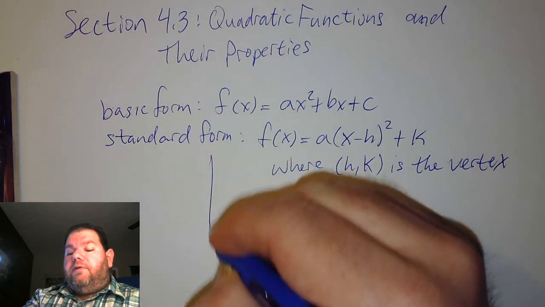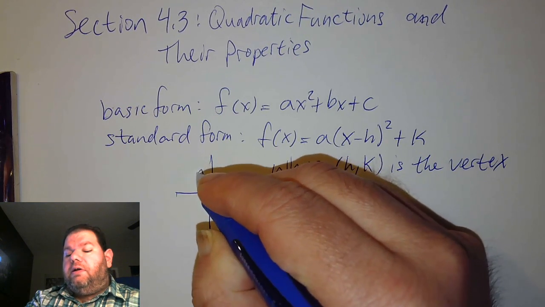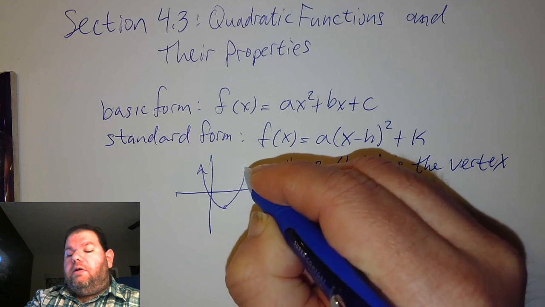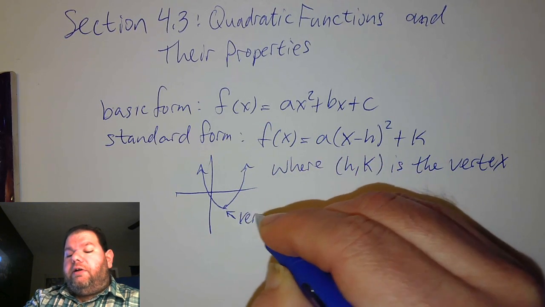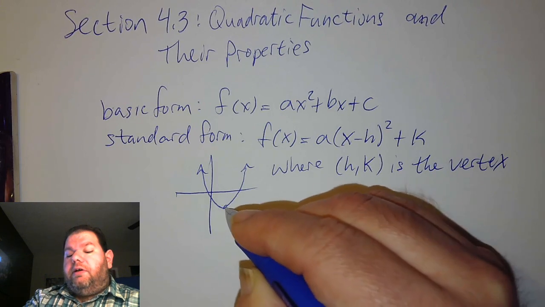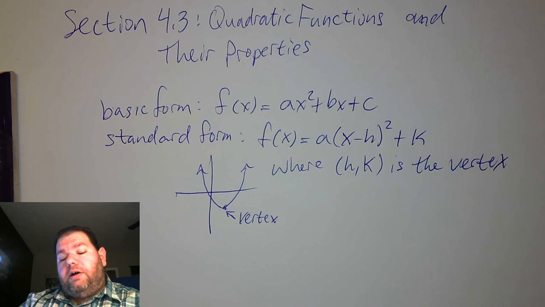So when we talk about the vertex of a parabola, that would be this point right here. Now the vertex is either the highest or lowest point on the graph, depending on which direction the parabola is opening, up or down.